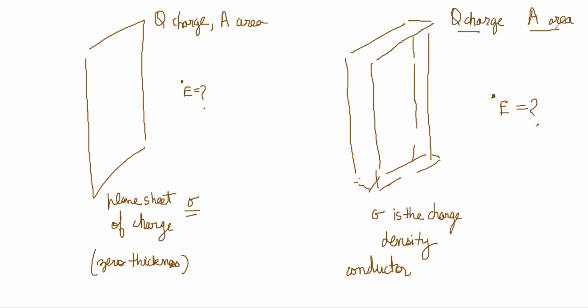Sir, in the first case, should E be like Q by E epsilon naught A? No, slightly wrong. Think about it properly, draw a Gaussian surface and then say. Okay, sir.